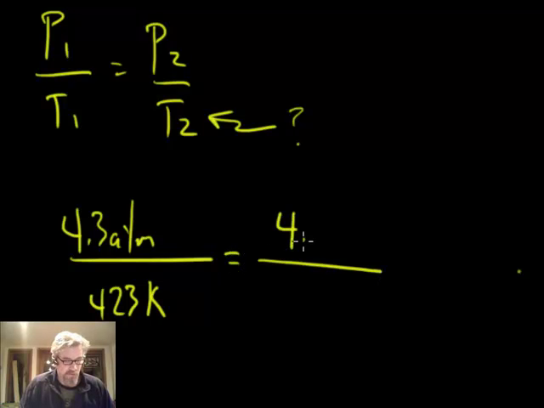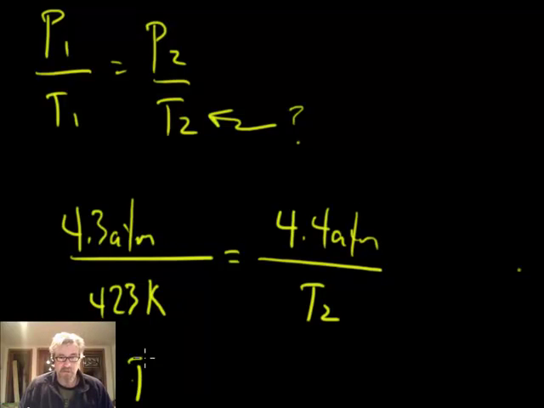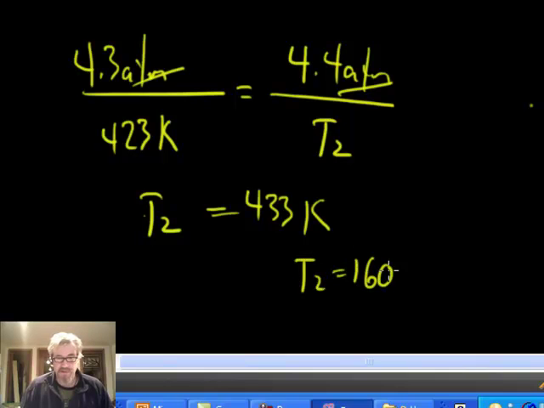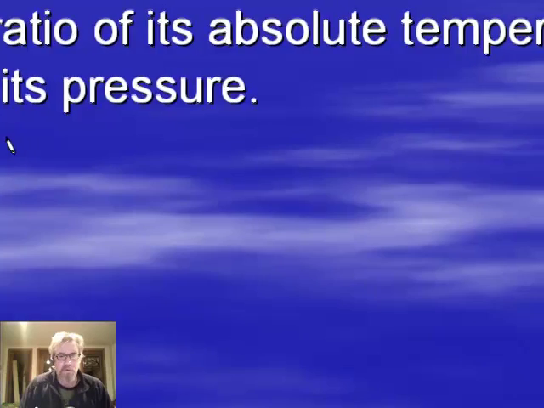The second pressure is 4.4 atmospheres, and T2 is our unknown. Well, we cross multiply and divide to find our answer. 4.4 times 423 divided by 4.3 gives us T2, and the atmospheres have canceled out, so T2 will be in kelvins, and the answer is 433 kelvins. If we wanted to know that in Celsius, we could just subtract 273, and you'd find out that the temperature is 160 degrees C.